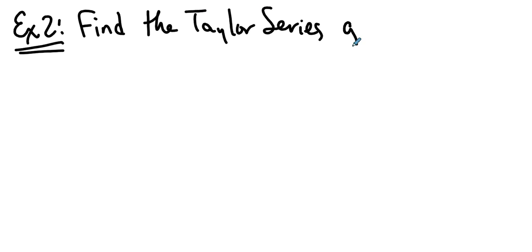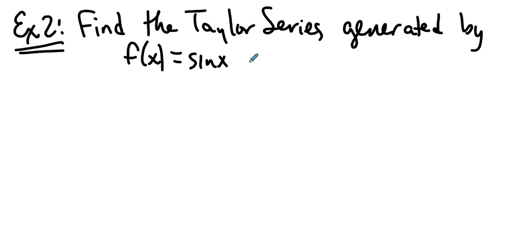So let's find the Taylor series generated by f of x equals sine x at x equals 0. So we're going to find a Taylor series generated by this function at this, this is the a value. Suppose that should be the a value, right?